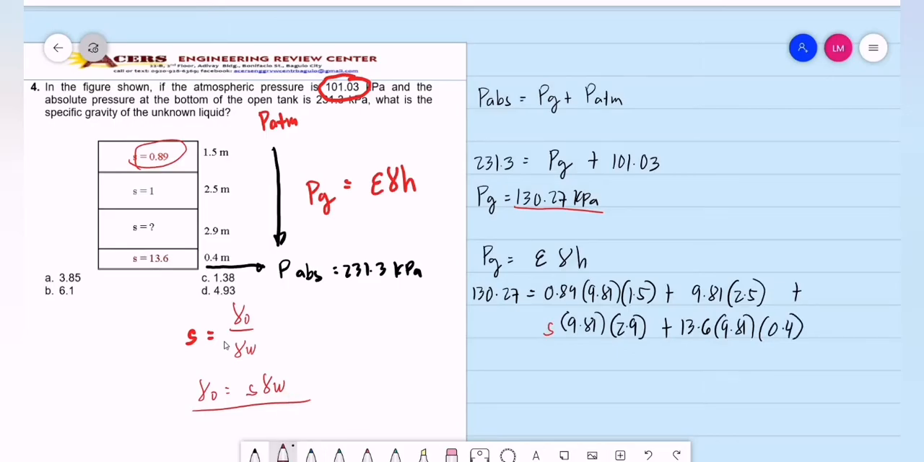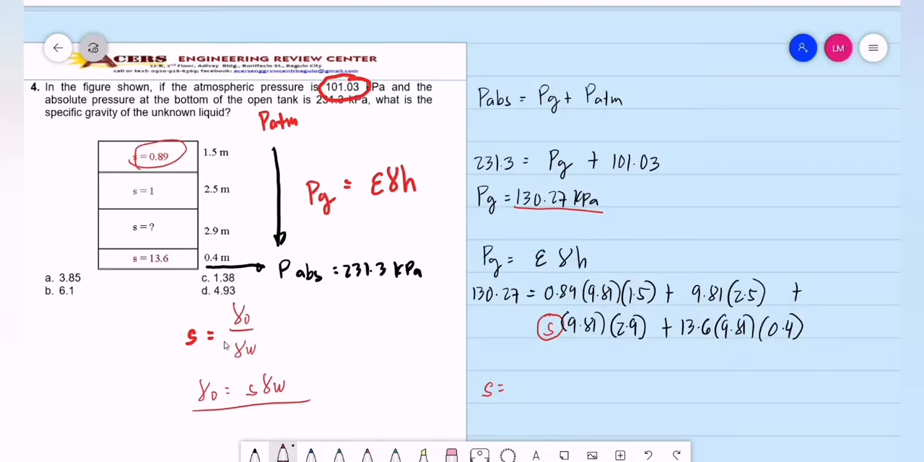As you can see in this equation, the only unknown is the specific gravity. So let us compute for the specific gravity. We can use shift solve. That is 130.27 equals 0.89 multiplied by 9.81 times 1.5 plus 9.81 times 2.5 plus alpha X for the unknown specific gravity times 9.81 multiplied by 2.9 plus 13.6 times 9.81. Its corresponding height is 0.4. Shift solve.